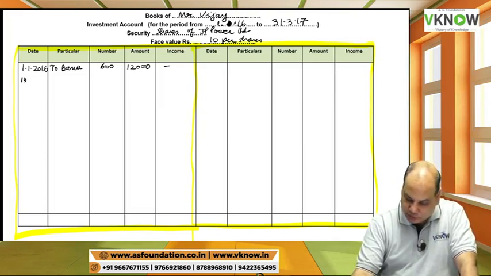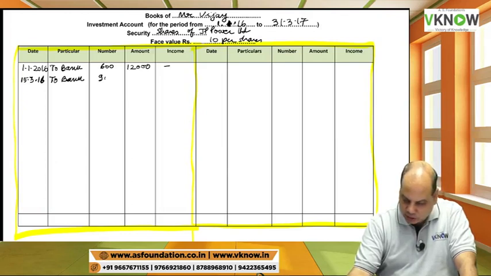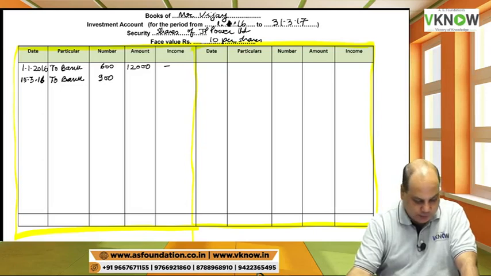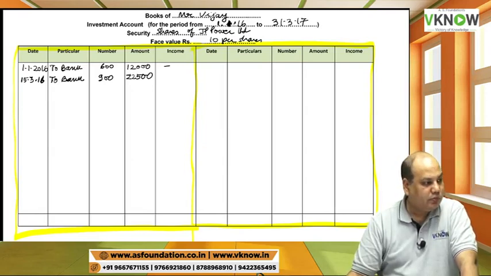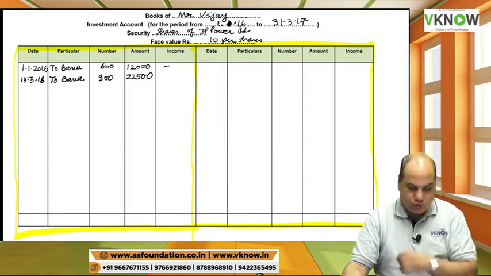Then you purchase on 15th March 2016 another lot, to bank, 900 shares. Multiply 900 into 25, that is 22,500. Wait, these are the two entries, right?